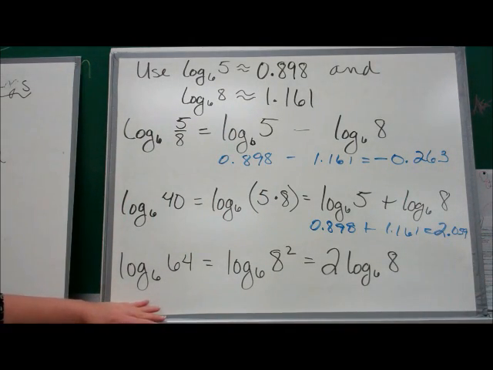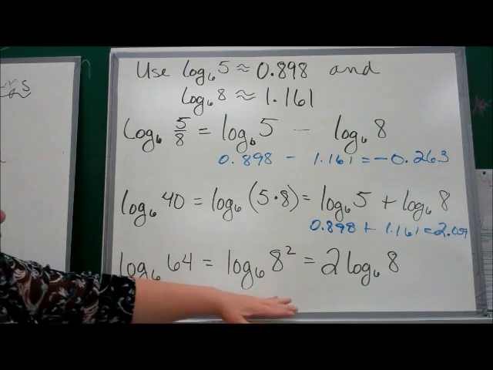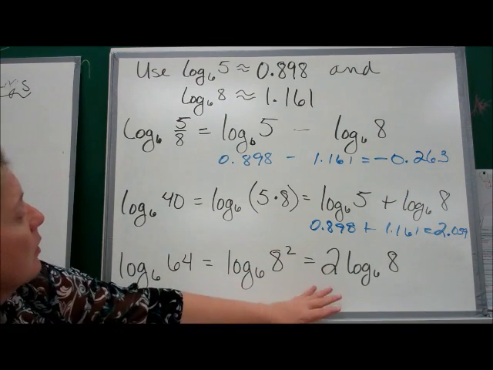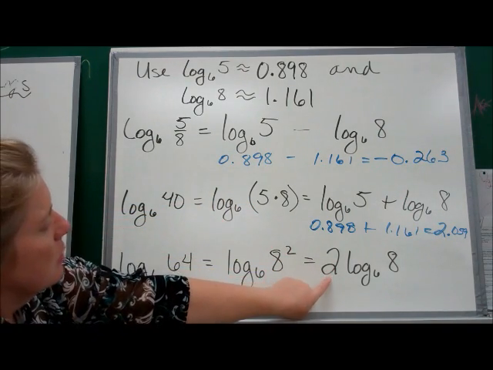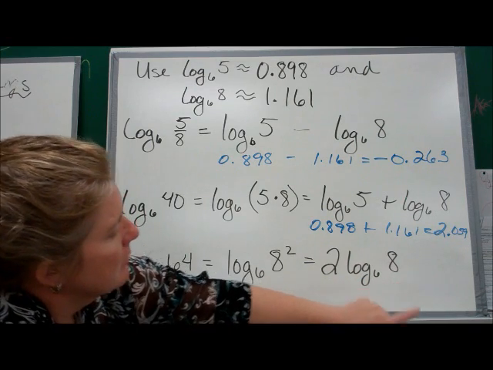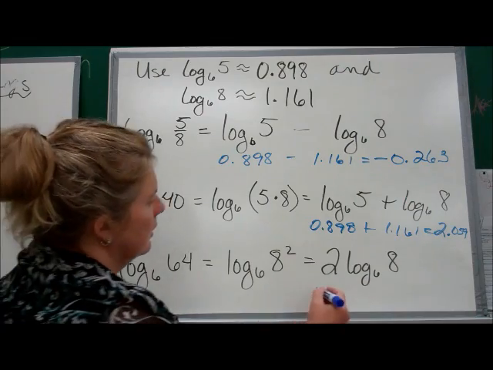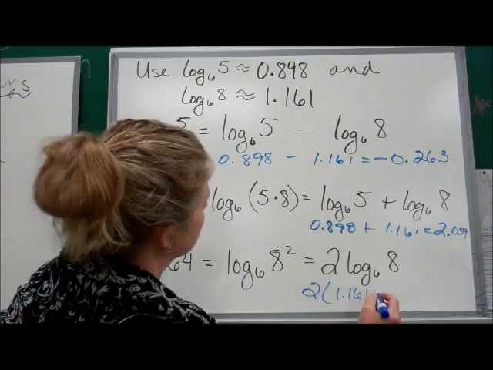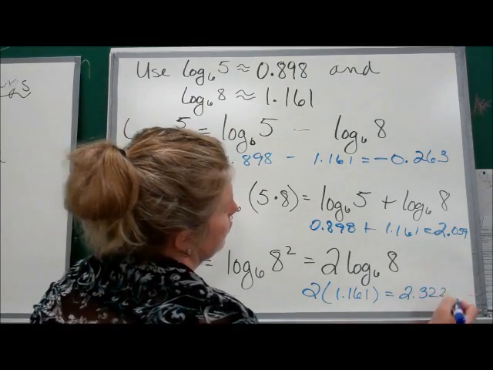Okay. And then here's one of my favorites, the power property. Log base 6 of 64 is actually the log base 6 of 8 squared. The 2 comes right up here in front. The 2 times the log base 6 of 8. Which is 2 times 1.161, is 2.322.